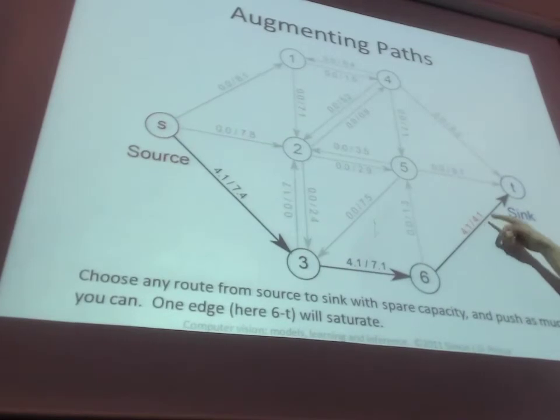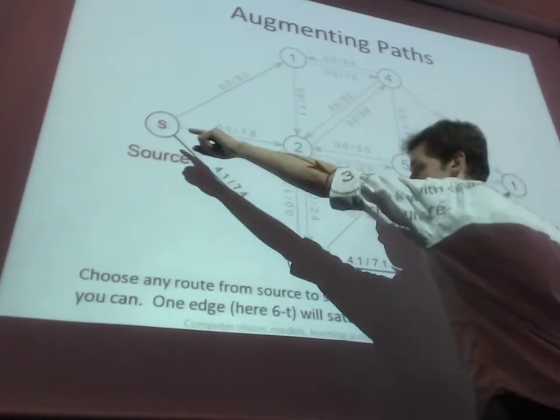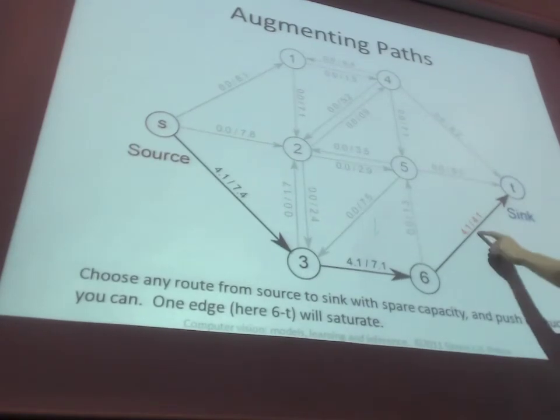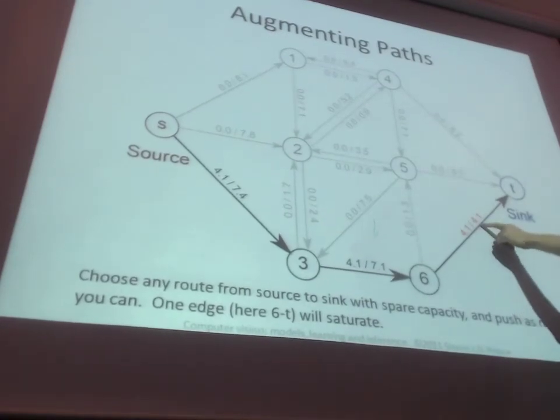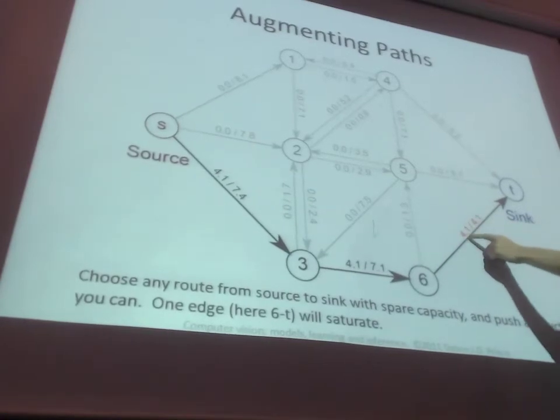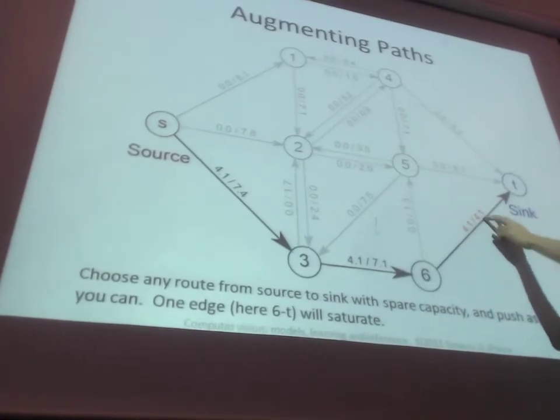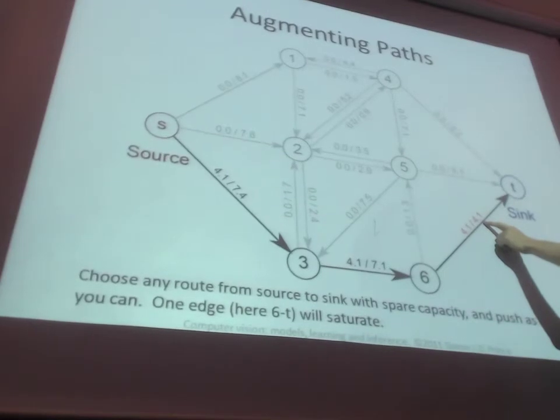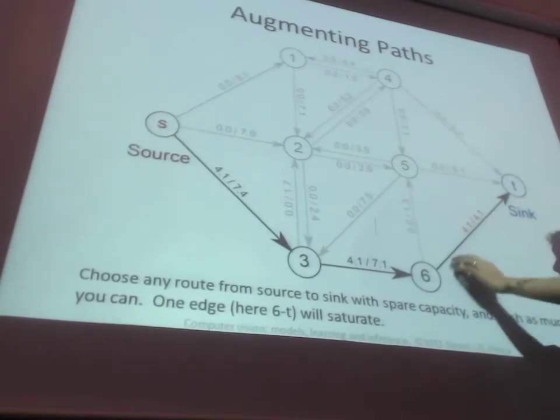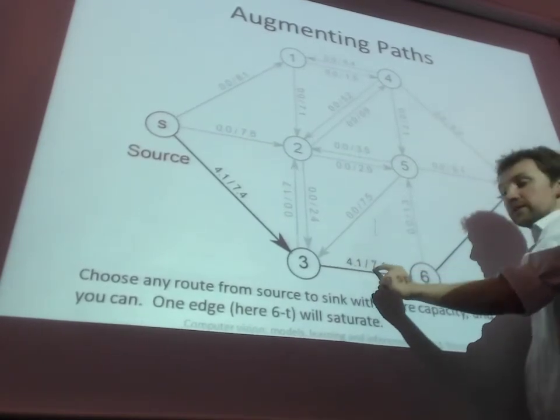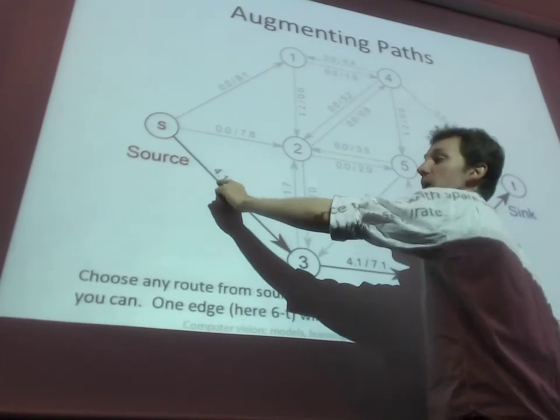And then, this one only has capacity 4.1. So for the path from the source to the sink that goes this way, the only water we can pump through is 4.1. So we'll saturate this one, so we'll turn it red. 4.1 out of 4.1, completely saturated. That means we've used up 4.1 of this guy's capacity and 4.1 of this one's capacity.